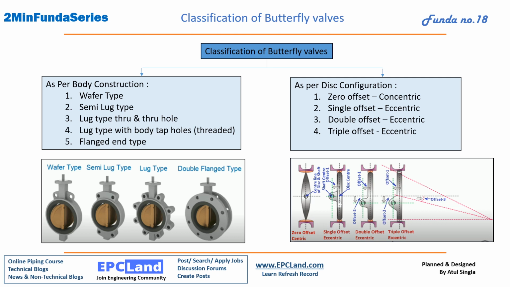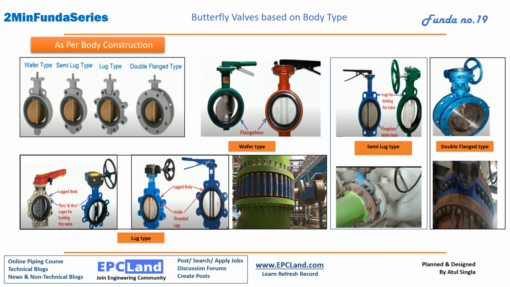Now let us look at each of these valves one by one in detail in the next slide. We'll have a pictorial view for each valve and how and why these offsets are required. So if you see, we have these types of valves which we have discussed: wafer type, semi lug, lug type, double flanged valve. Now look at the pictorial view, how these valves look. Single or zero offset, this is concentric, it is matching with the center. These valves are not having any flange, so very simple, very light, very cheap, you can say. Then semi lug type, we are having lugs here, and these are again flangeless valves.